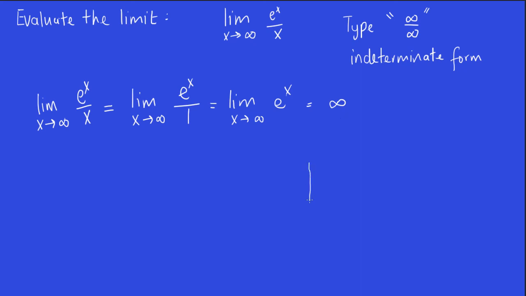So remember the graph of e to the x, how it looks? It looks something like this, right? And this is the number 1. So you can see as x goes to infinity, e to the x also goes to infinity. So there's our answer right there for this limit. The limit is equal to positive infinity.